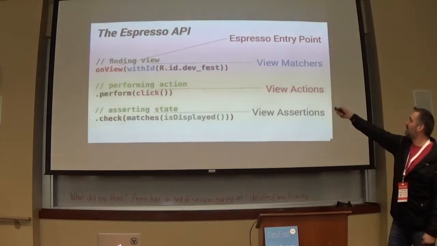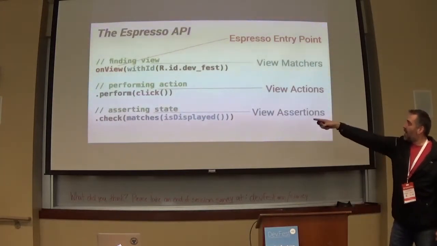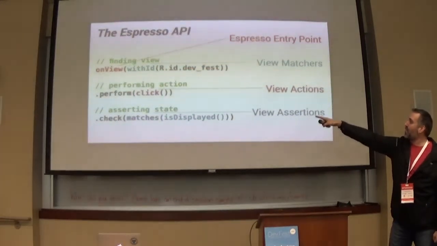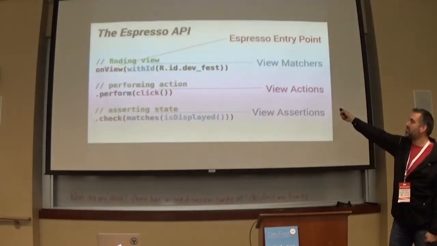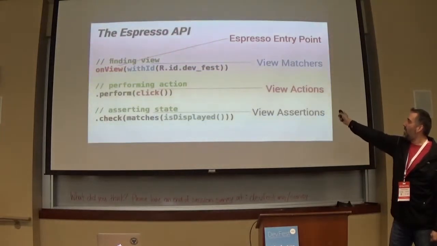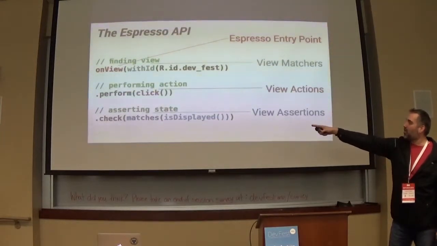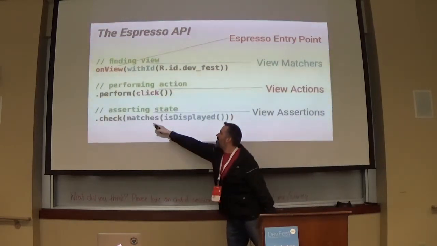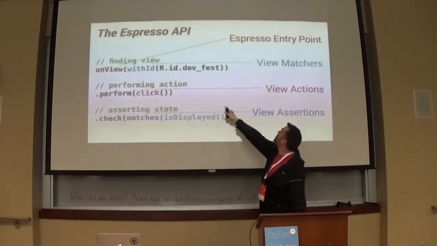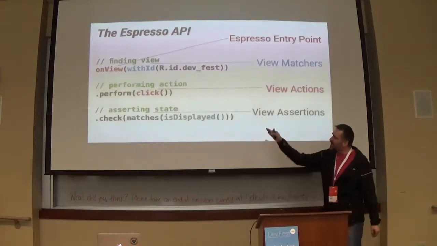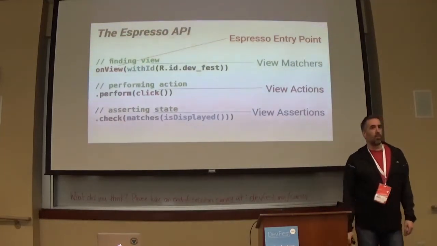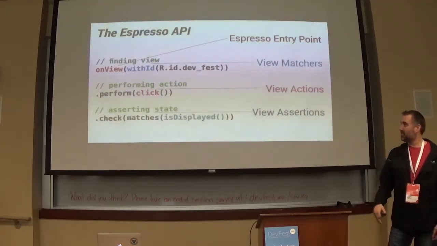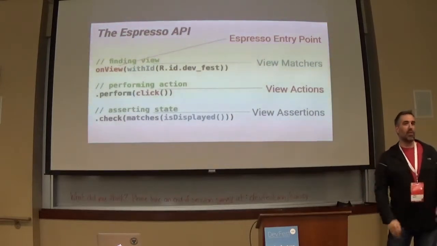the ID of DevFest. So the other thing you do, once you've got a view, and you can chain all these, is perform an action. This is your basic click action, and then you can assert state. So this is a view assertion here, and then this is another matcher, just like the one up there, but this matcher can return back more than one view because it might check whether or not this is included in a group of views.